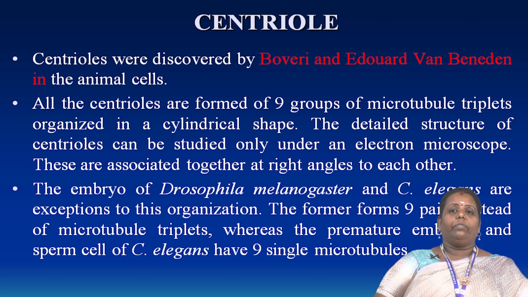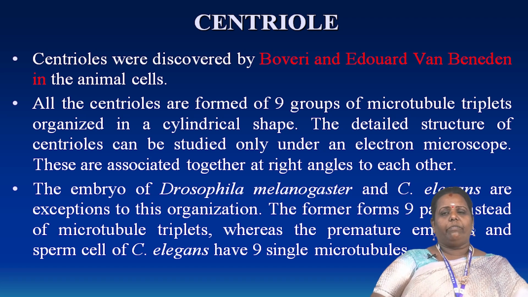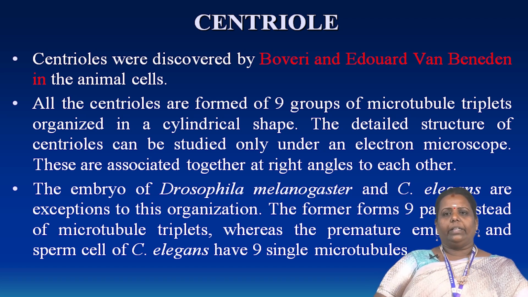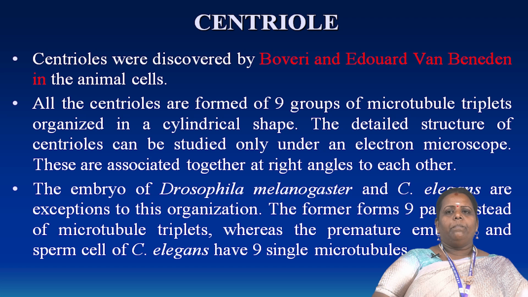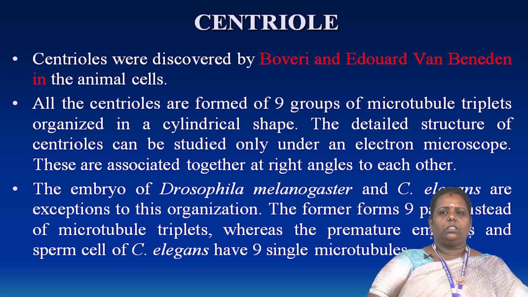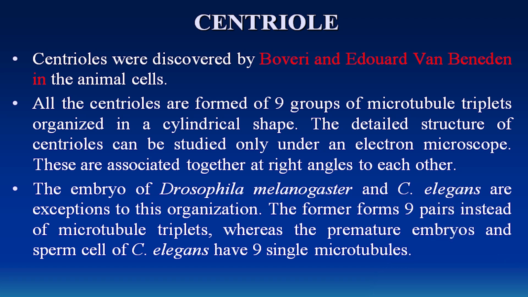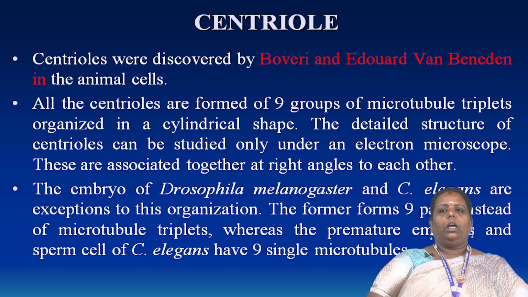How did they identify which animal to choose for identifying the centriole? The embryo of Drosophila melanogaster. Drosophila melanogaster is a fruit fly. They identify the centriole easily. The former forms nine triplets of microtubules, whereas the premature embryos and the sperm of C. elegans have nine single microtubules.